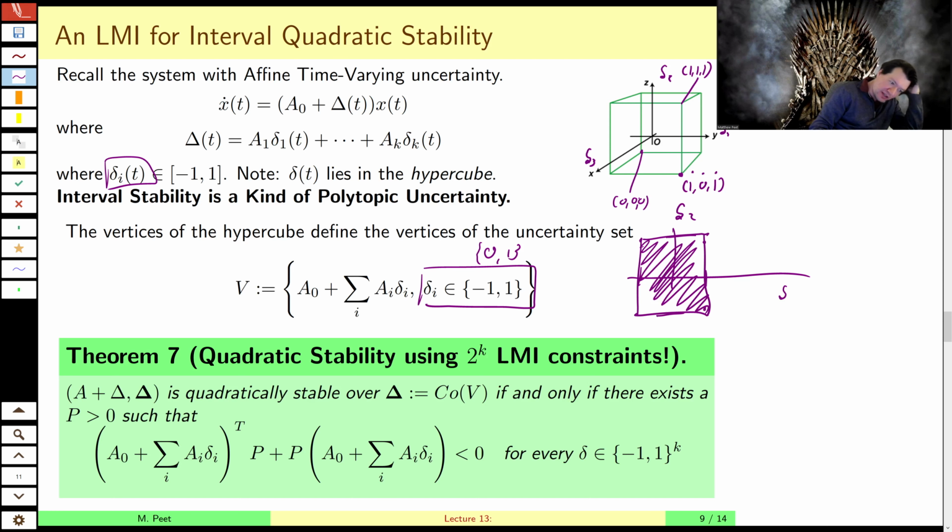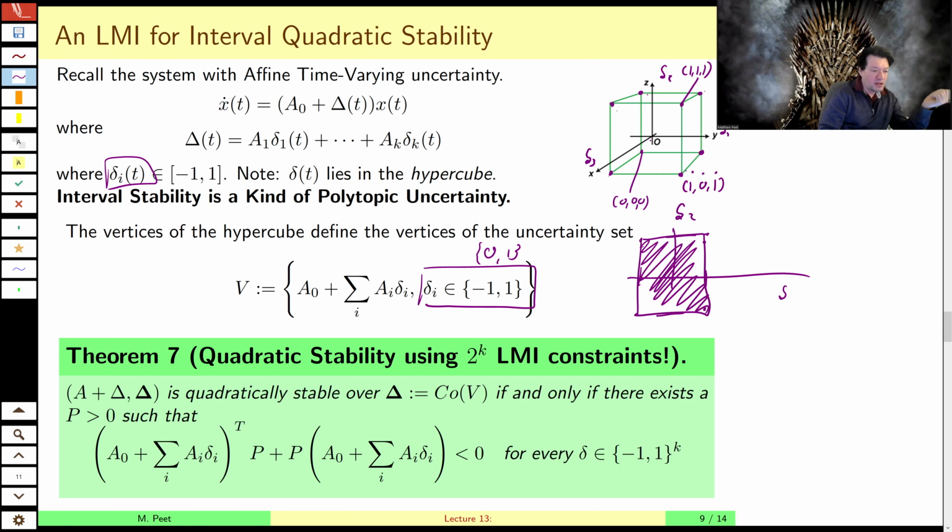That sounds very weird, but it is the convex hull of a set of points. Point here, point here, point here, point here. So a cube in 3 dimensions, for example, is the convex hull of a set of 8 points: 1, 2, 3, 4, 5, 6, 7, 8. Likewise, in 2 dimensions it is the convex hull of a set of 4 points, and in 1 dimension the convex hull of a set of 2 points.